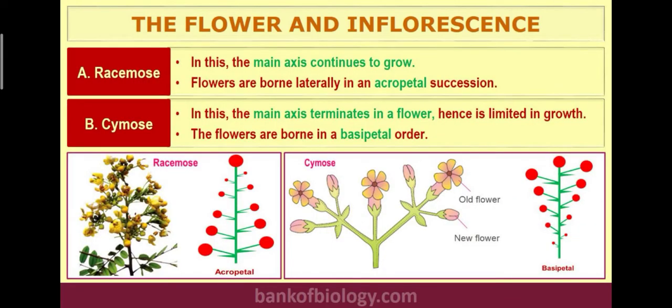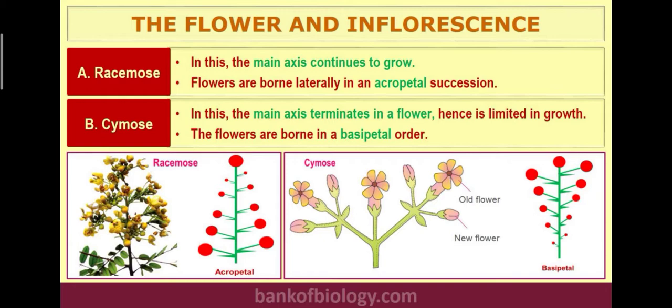In this, the main axis continues to grow. Flowers are born laterally in acropetal succession. In acropetal succession, these flowers are born. As you can see, look at how they arise in clusters.